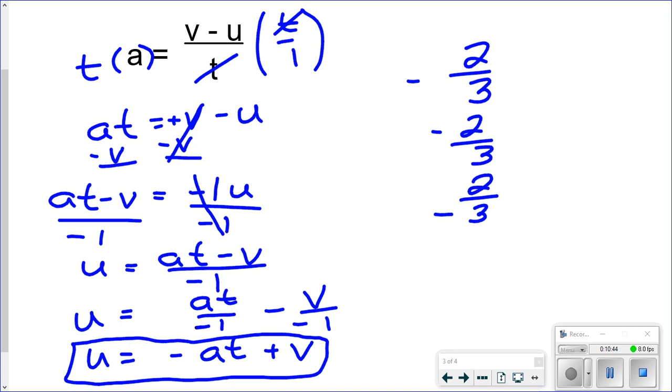Another way of thinking about this is if you end up with an answer divided by negative 1, just transfer the negative sign up to the things in the top. So for instance, transfer the negative sign to the AT, that makes negative AT. Transfer it up to the V, and then remember a negative and a negative make a positive, and that's why that becomes plus V.